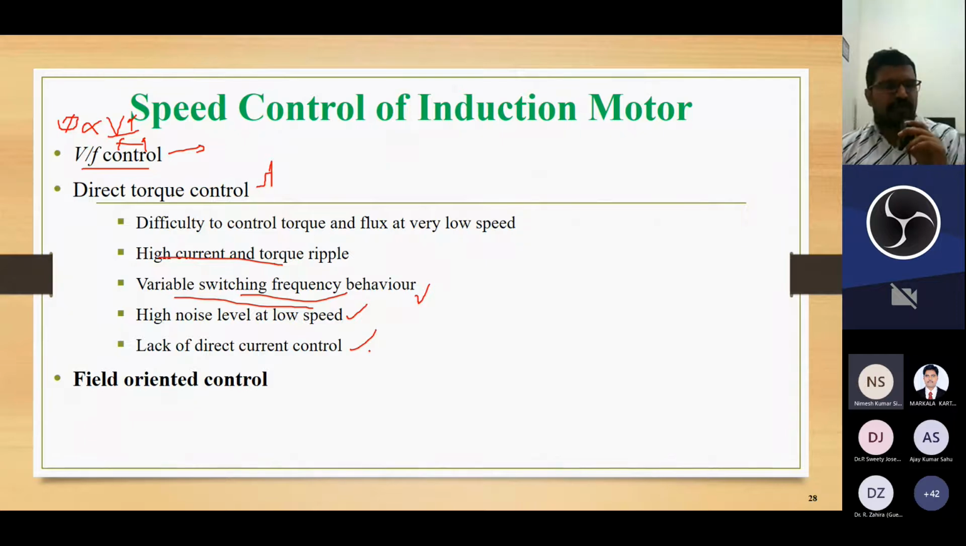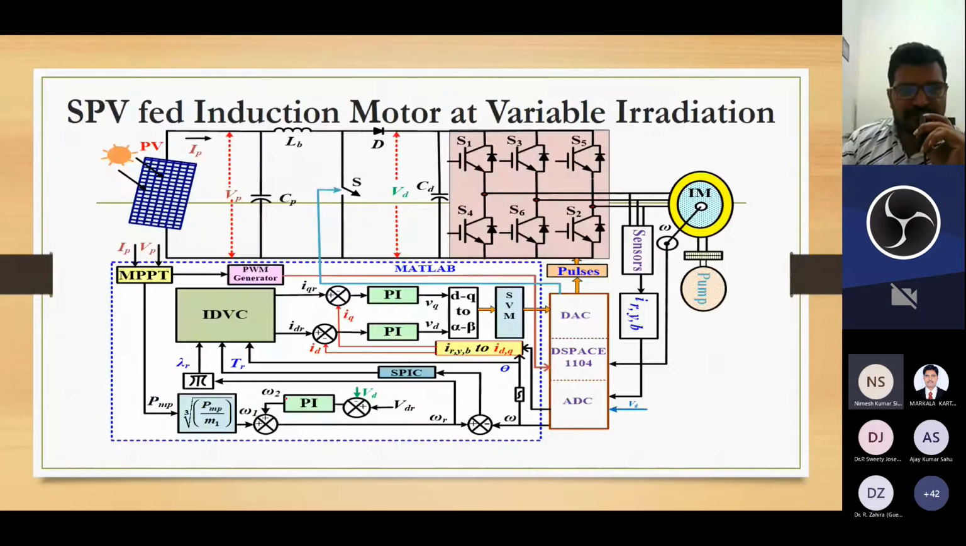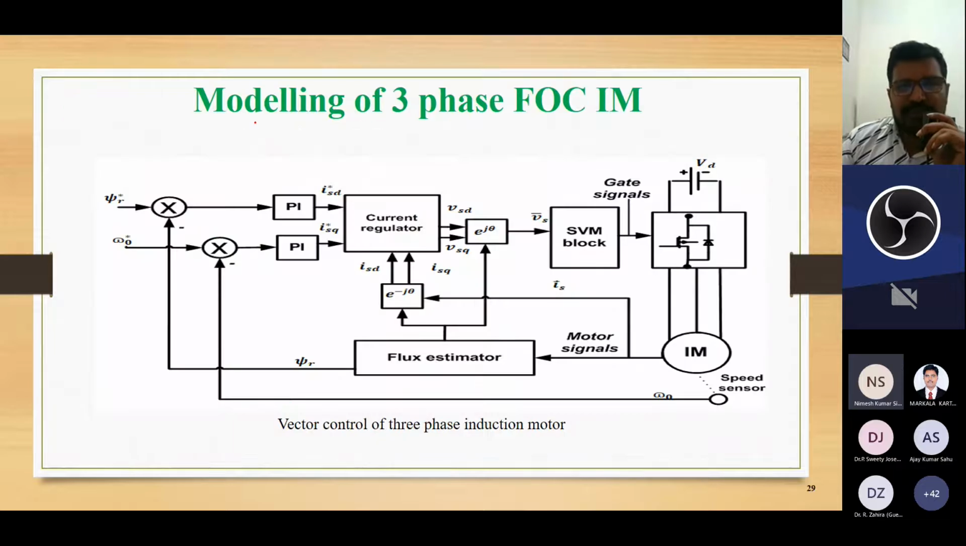In order to overcome these problems, field-oriented control, also called vector control, comes into the picture, where you can control the speed of the induction motor independently. This is the block diagram of a three-phase induction motor using field-oriented control. Here you have the flux reference as well as the speed reference.